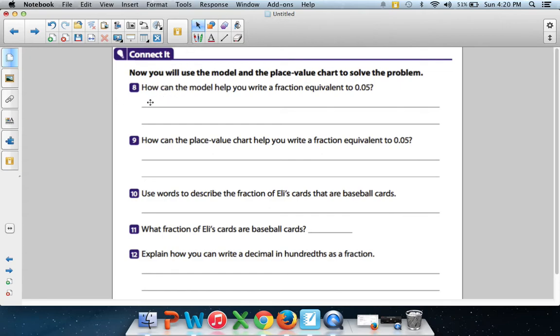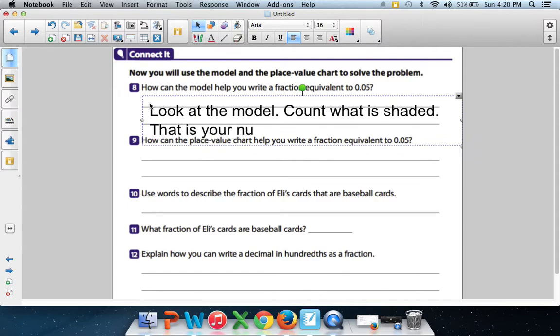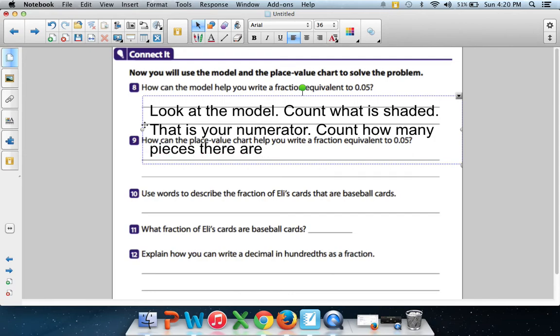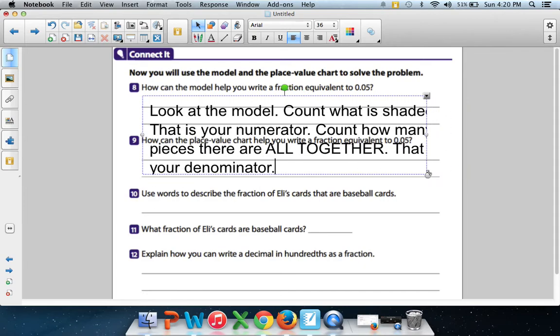Let's write it up. Look at the model. Count what is shaded. That is your numerator. Count how many pieces there are all together. That is your denominator. It wasn't so bad. Look, we explained that in like 3 sentences.